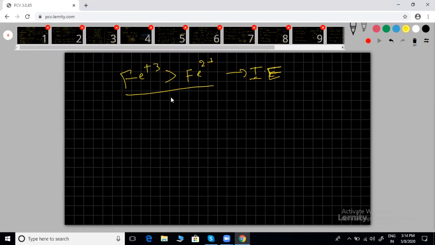We know that across the period ionization energy increases, and down the group ionization energy decreases. Again here the exception is aluminum and gallium. Clear? Aluminum and gallium have almost the same ionization energy. These are the exception points. They asked these questions a number of times.